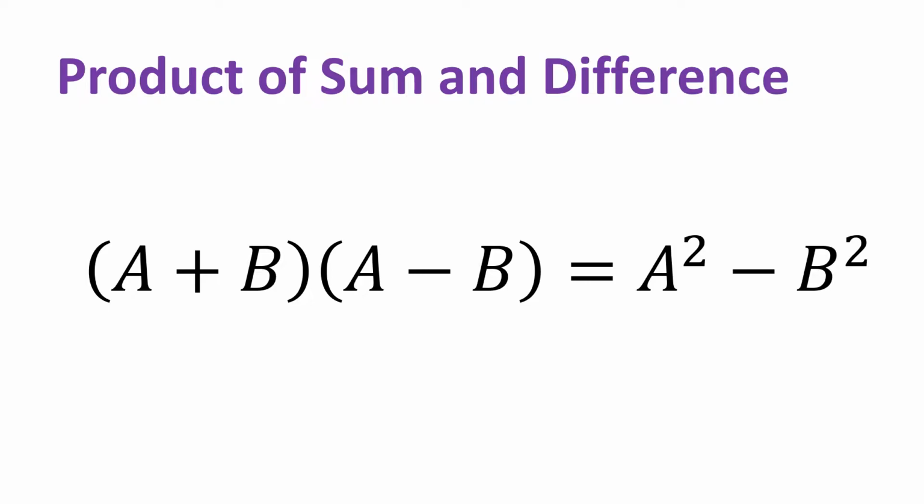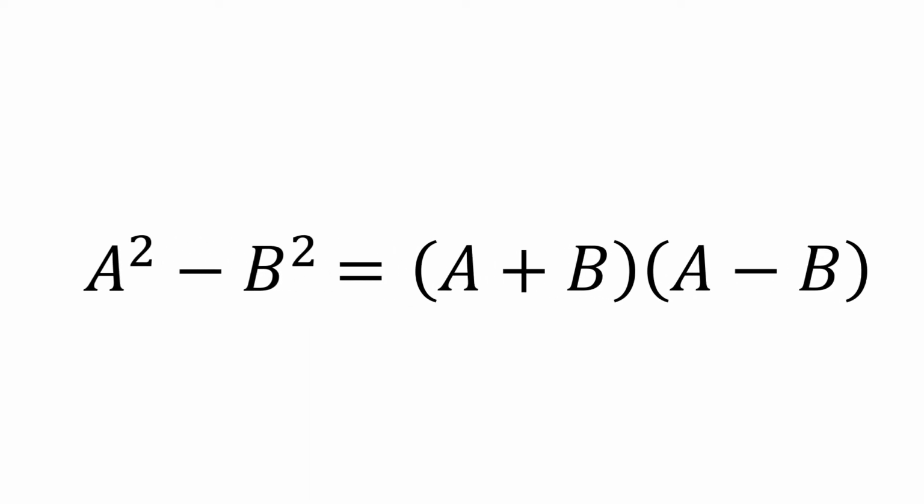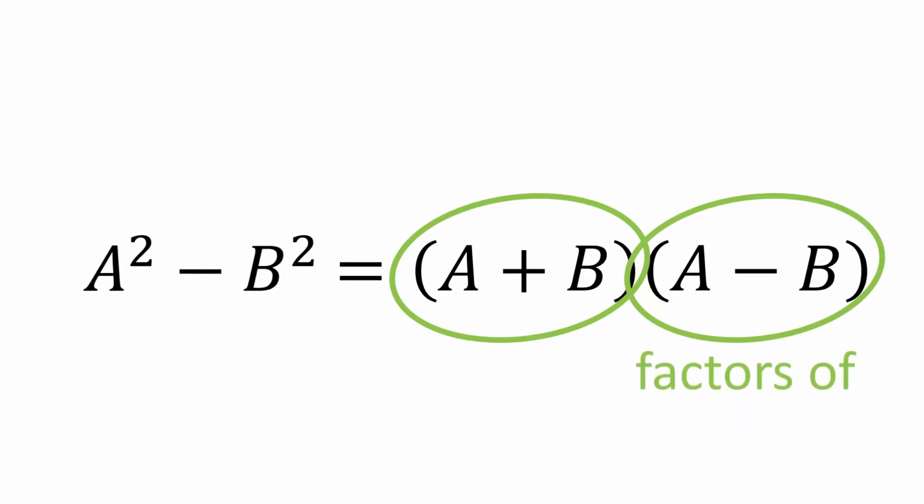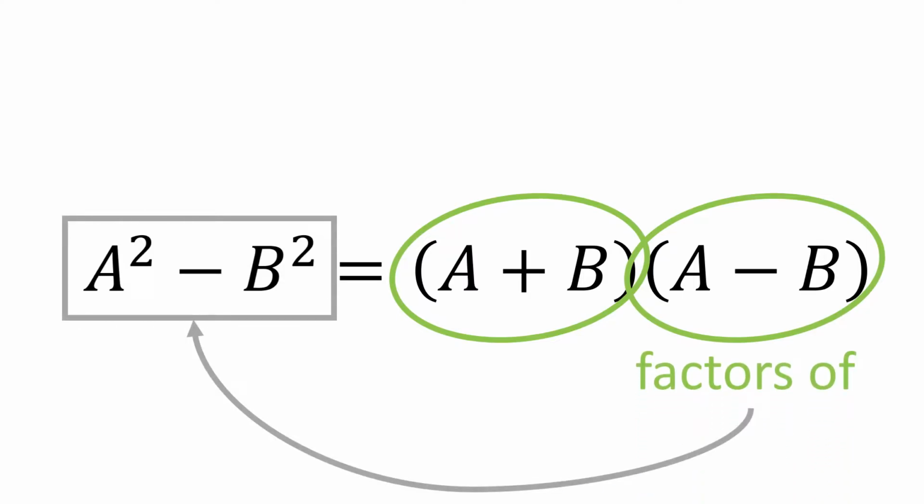Now if we are instead given a difference of squares, a² - b², then we know that this is equal to the product of the sum and difference of their square roots, (a + b)(a - b). And since (a + b)(a - b) equals a² - b², then a + b and a - b are factors of a² - b².